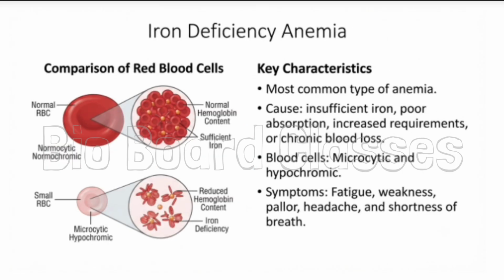The first and most common type is iron deficiency anemia. Iron is essential for the production of hemoglobin. When the body does not have enough iron, it cannot produce sufficient hemoglobin, resulting in smaller and paler red blood cells. Common causes include inadequate dietary iron, increased iron requirements, poor absorption, and chronic blood loss. In adults, chronic blood loss from the gastrointestinal tract or in some cases heavy menstrual bleeding can be an important cause. Common symptoms include tiredness, weakness, pale skin, headaches, and shortness of breath. Iron deficiency anemia is generally classified as microcytic hypochromic anemia.